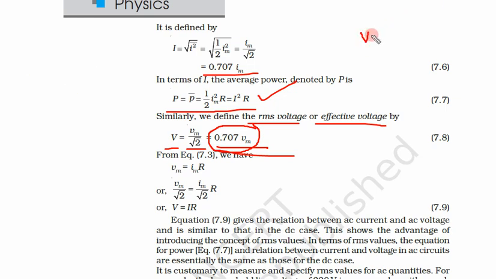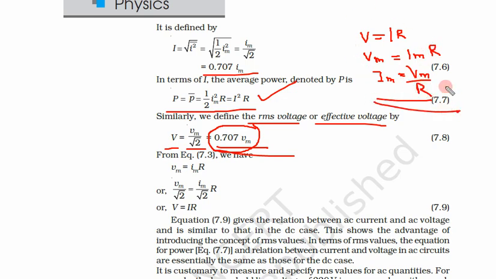We know from Ohm's law V is equal to IR. In the case of AC voltage and AC current, we get Vm is equal to Im into R, or Im is equal to Vm by R. In this chapter, initially we have seen that Ohm's law is valid for AC current as well. Now let us put this value in power. The average power consumed is Im square R by 2.